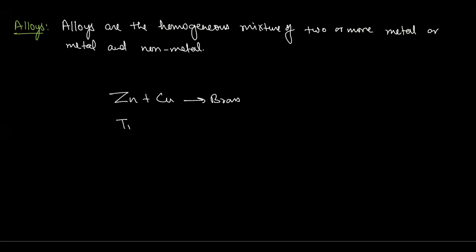When we add tin and lead, it gives you solder. In a similar way, when we add tin to copper, we have bronze. So we have different types of alloys depending on the requirements. And when we add carbon to iron, it gives you simple steel. I'm not talking about stainless steel, I'm talking about steel only.